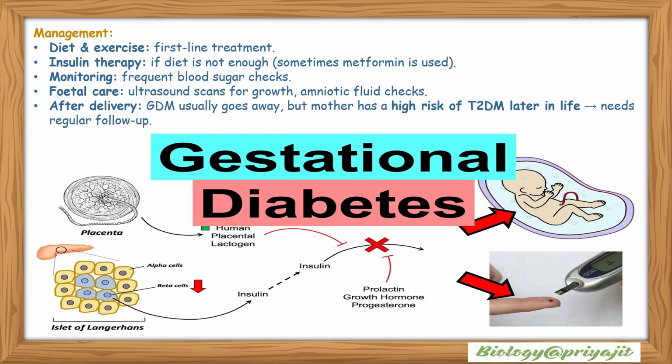Management: diet and exercise. The first line treatment for gestational diabetes is diet and exercise. Insulin therapy if diet is not enough, sometimes metformin is used. Monitoring: frequent blood sugar checks, fetal care, ultrasound scans for growth, amniotic fluid checks. After delivery, GDM usually goes away, but the mother has a high risk of T2DM later in life and needs regular follow-up.